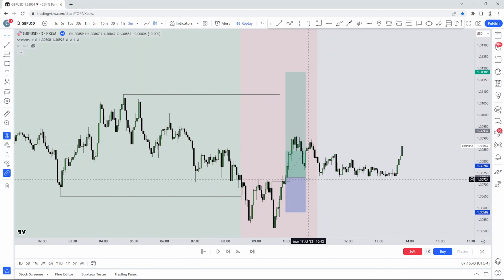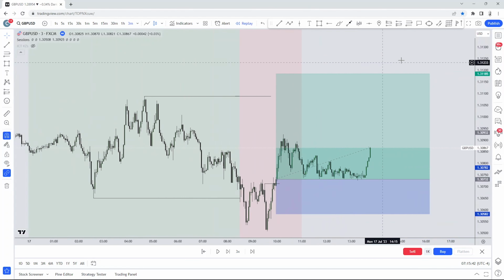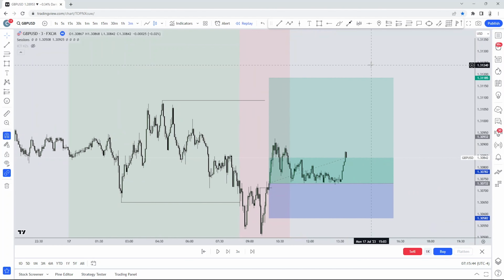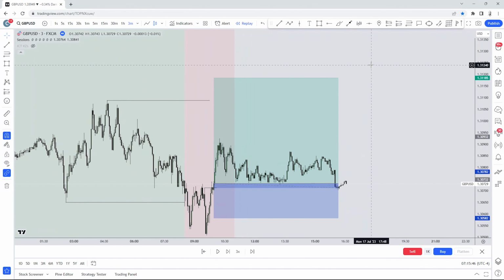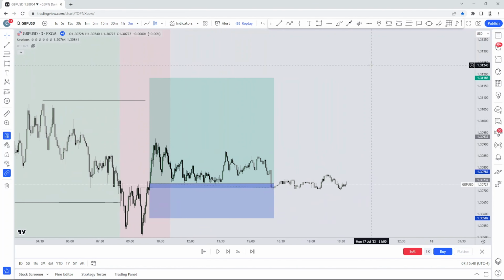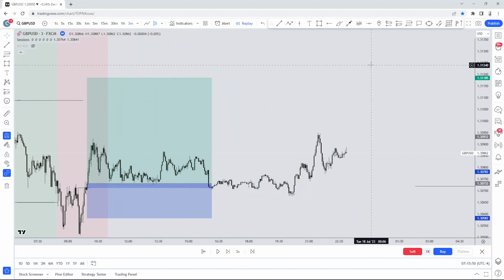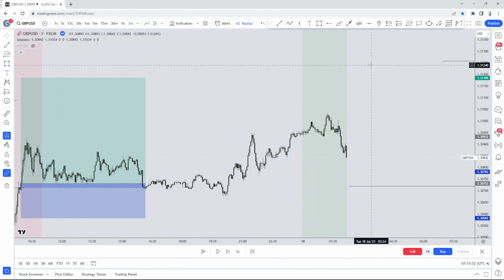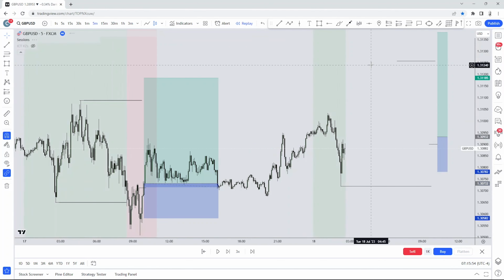And of course, you can let the trade run for way more than the pink zone, but the setup has to happen within the pink zone, and you have to take the trade also inside this pink zone. Let me go to the 5-minute time frame to check it out, guys.